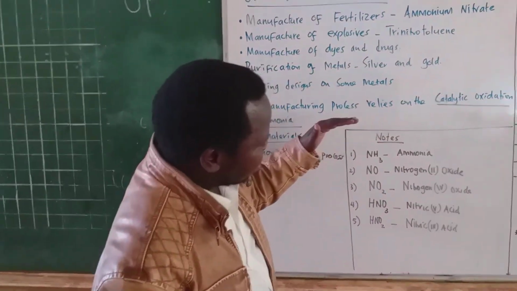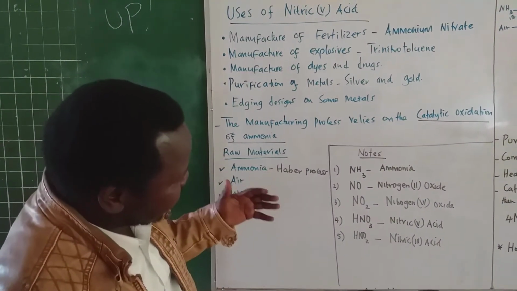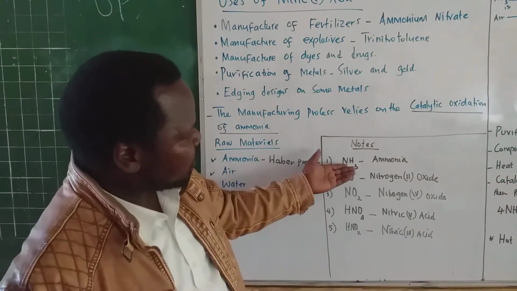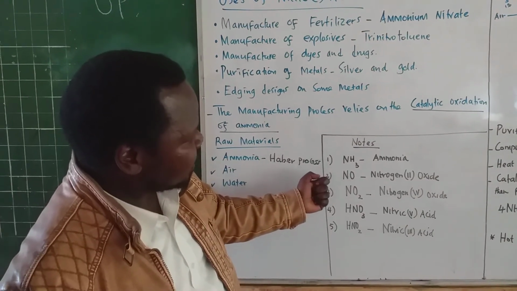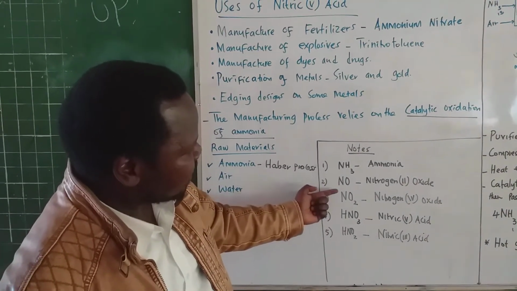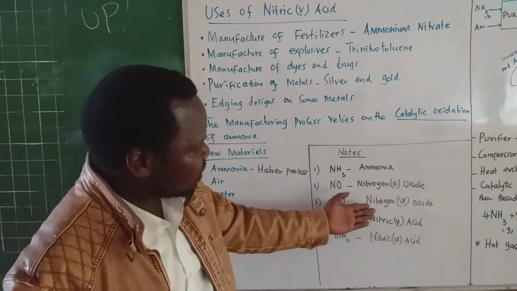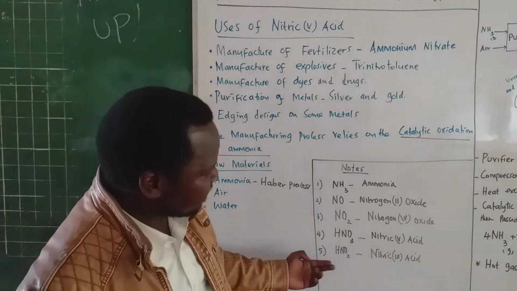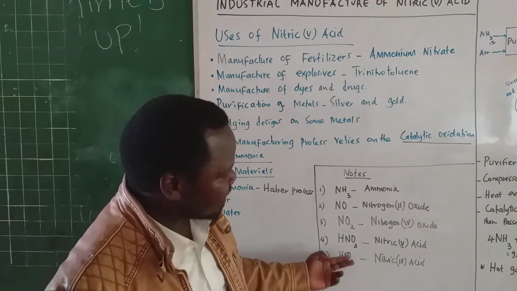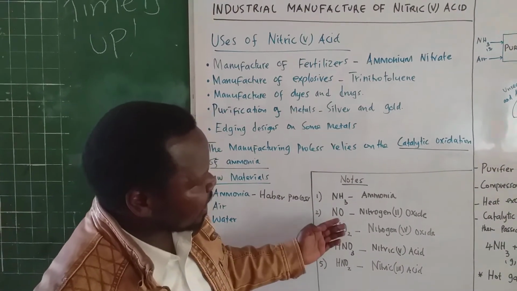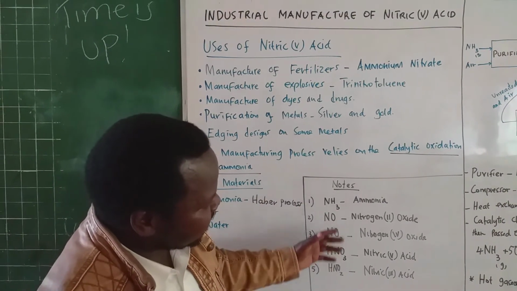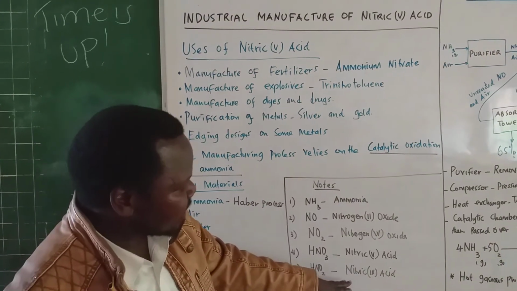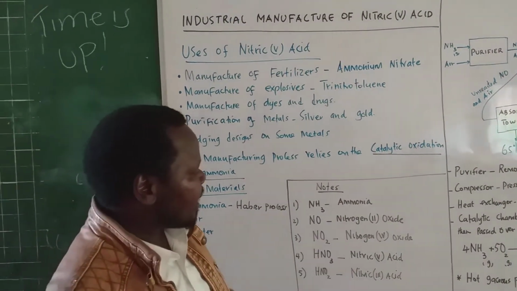Some of the notes that I wanted us to have in our discussion, because we'll be using them from time to time. We have ammonia, nitrogen(II) oxide. These are the chemical formulas for ammonia, nitrogen(II) oxide, nitrogen(IV) oxide, nitric(V) acid, and finally nitric(III) acid. These two acids are formed close to the end of this process, and therefore this nitric(III) acid must be oxidized to form nitric(V) acid.